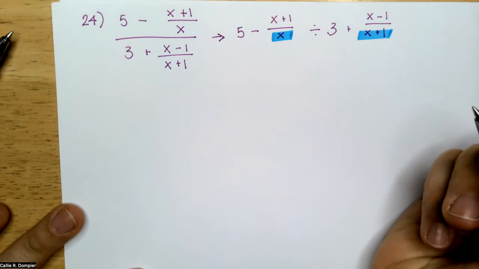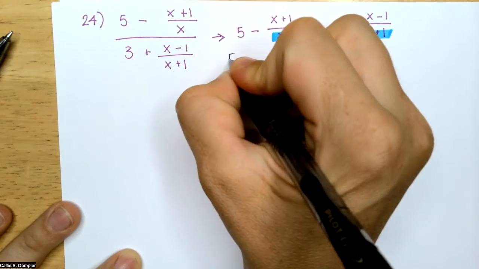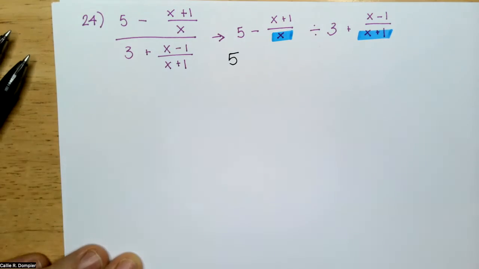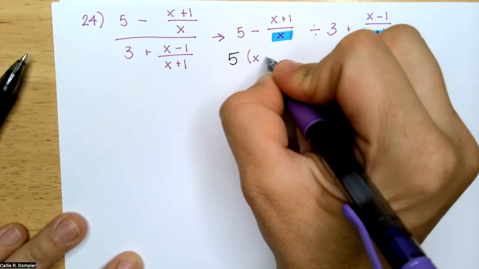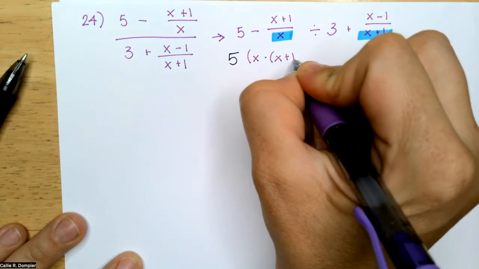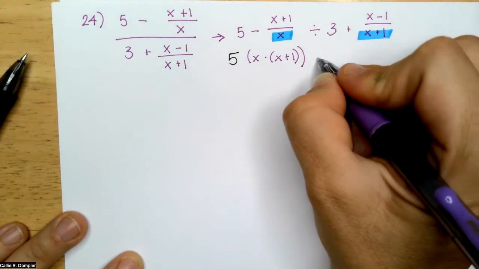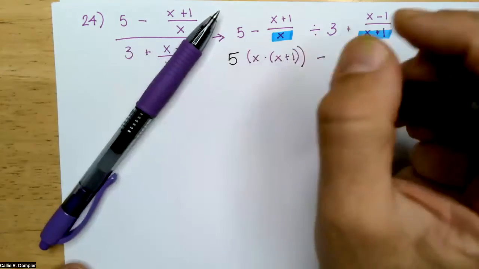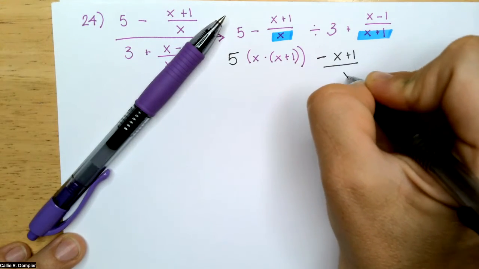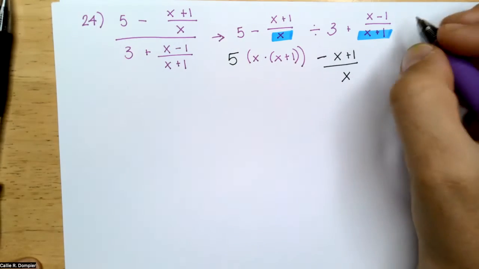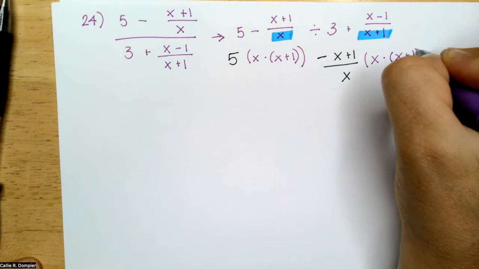X times x plus 1, okay? So let's start with 5 times x times x plus 1, minus x plus 1 over x, times x times x plus 1.